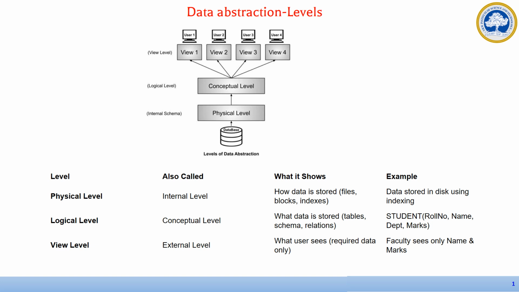The logical level is also called the conceptual level. It is the middle level. It describes what data is stored, like tables, schema, and relations. An example is student. In the student, what are all the attributes there? Roll number, name, department, marks.